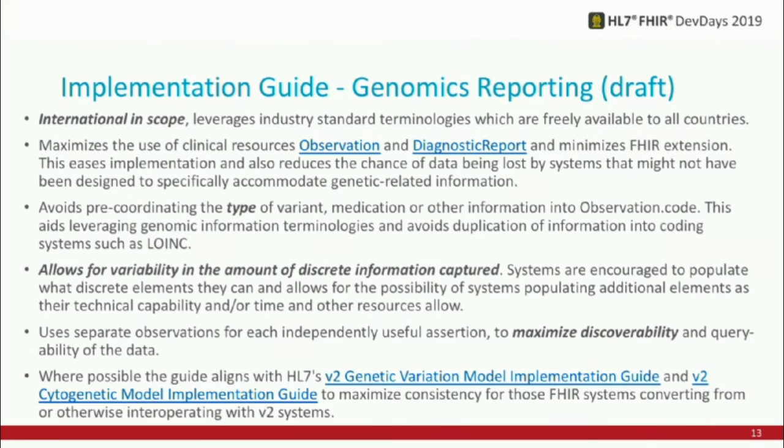So it's intended to be the mother guide for genomics implementations. The US in particular will likely need a separate guide that will adhere to ours, but also import or spell out specific US-specific requirements, like CLIA certification issues and the use of SNOMED codes and things like that that are not universally available.